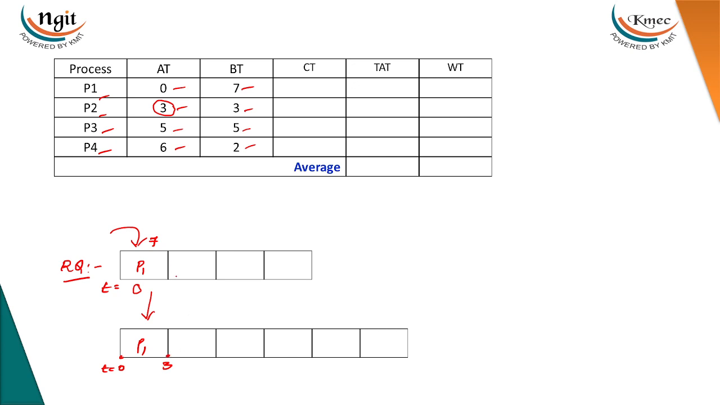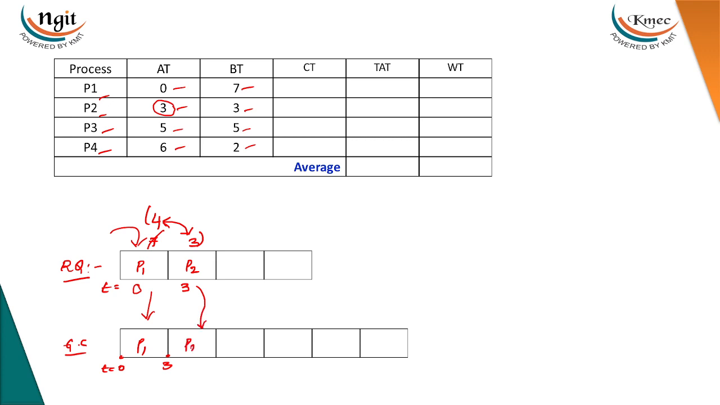At time t equal to 3, a new process has arrived, and its burst time is 3. Now how much time has P1 executed? 3 milliseconds, so the remaining burst time is 4. Now these two are compared: the remaining burst time of the currently executing process and the burst time of the new process. Which one is minimum? P2 is minimum. So P1 is sent to the ready queue and P2 is loaded to the CPU.